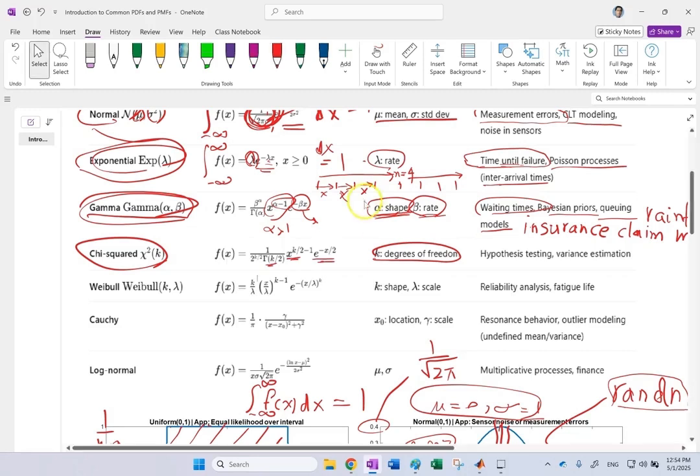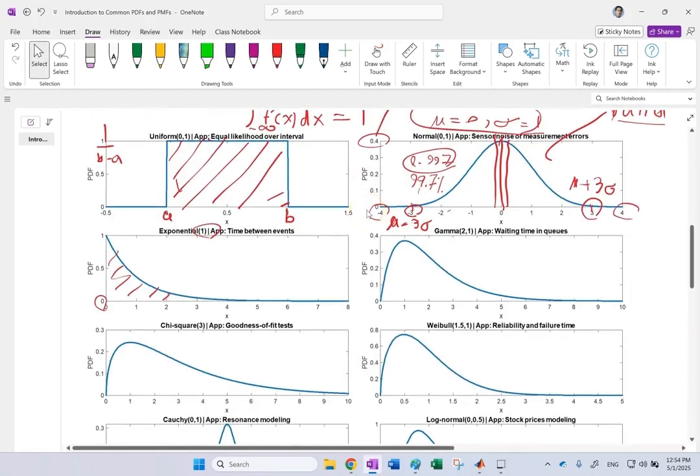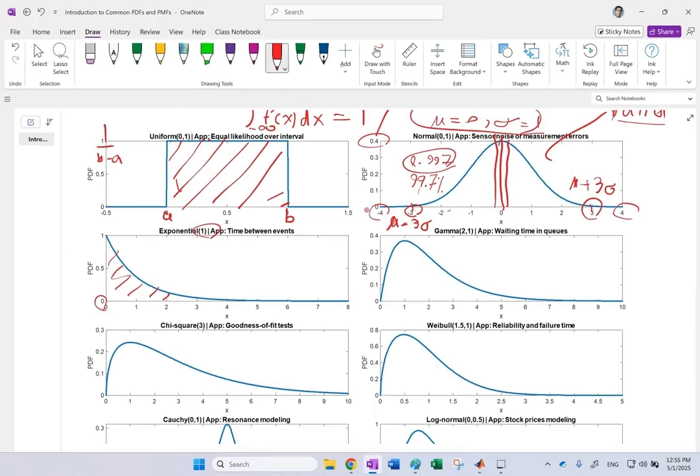Now, let me show you the shape of these, because I think I forgot to show you. So that is the gamma function. This is for alpha of 2 and beta of 1. But as I said, I wrote a code and I'm going to change it.